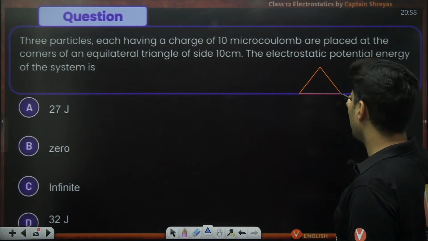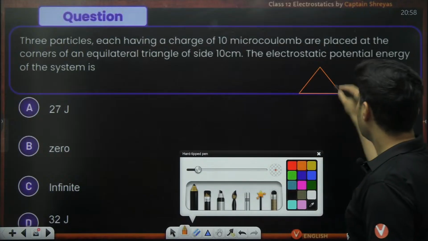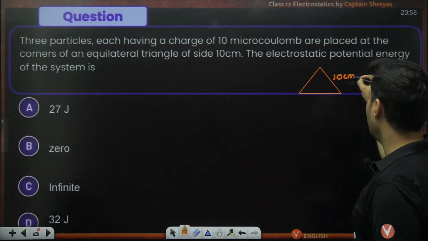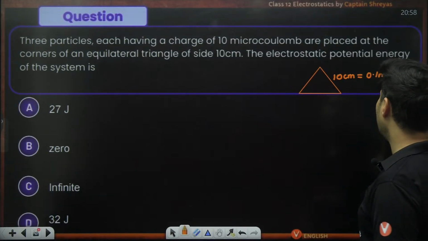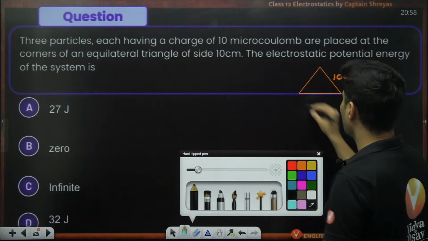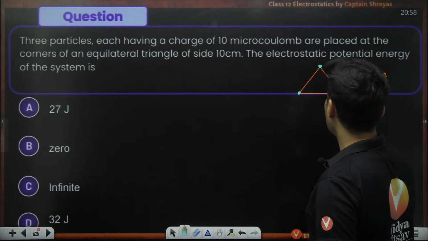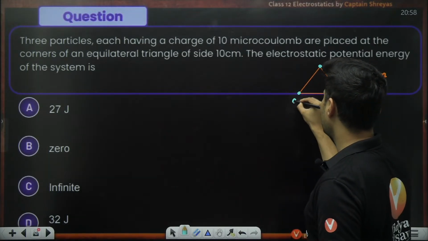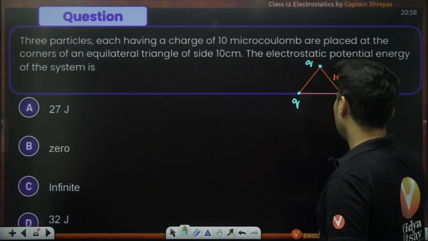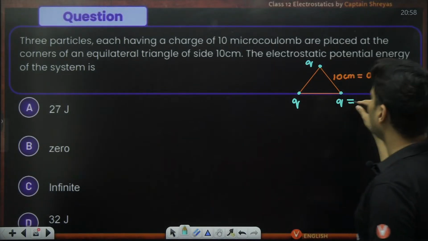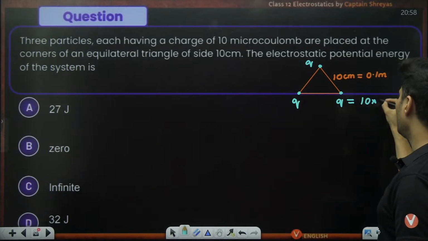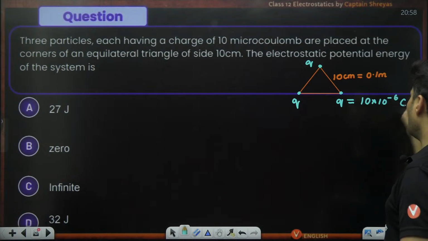So, equilateral triangle, the side length is clearly mentioned as 10 centimeters, which is basically 0.1 meter. Then the charges are also given to me. What are the charges? All the charges are Q only, but the value of each charge is 10 microcoulomb. So 10 into 10 to the power minus 6 coulomb.